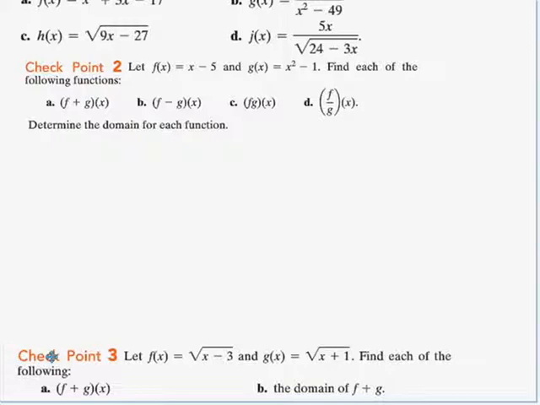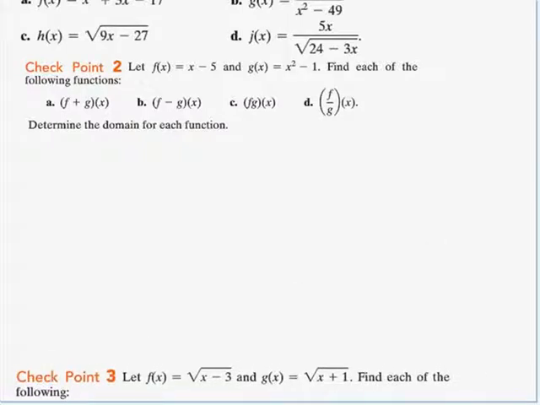See here in number 2, they want us to add, subtract, multiply, and divide the functions. Find the domain of each. Well, f of x, its domain is all real numbers. G of x is also a simple polynomial, domain all real numbers. So for letter A, when we add them, its domain will also be all real numbers.